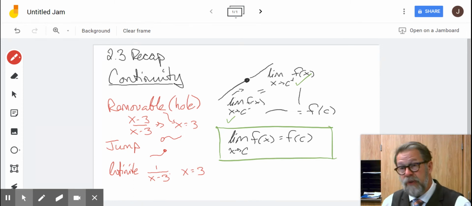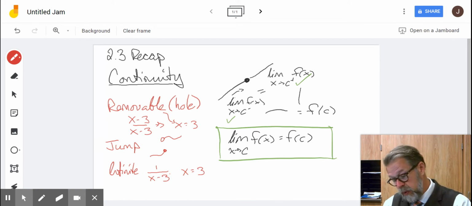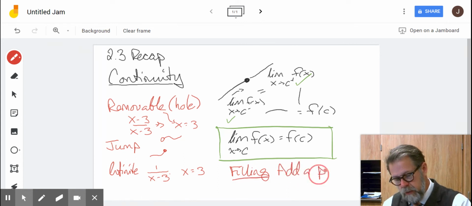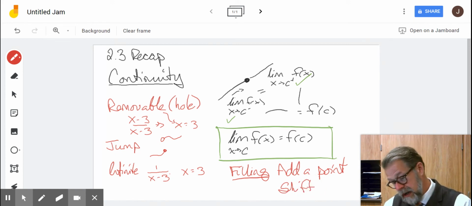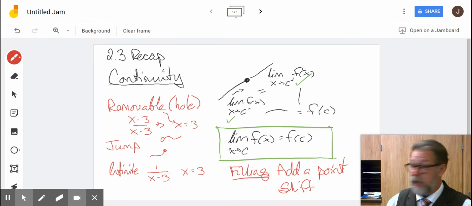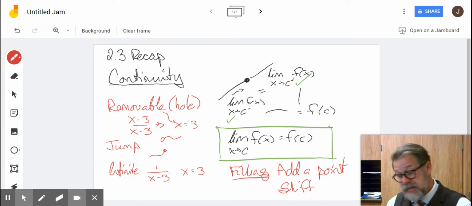How do you fill these discontinuities? Well, if it's removable, you just add a point in the appropriate place. If it's a jump discontinuity, you just shift one of the functions up or down. And if it's an infinite discontinuity, there's nothing you can do about that.